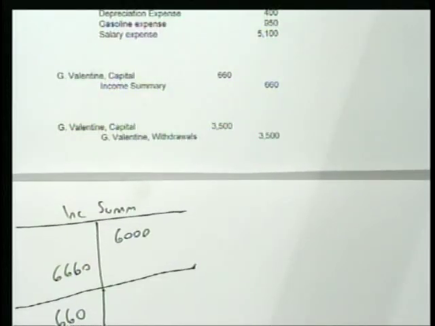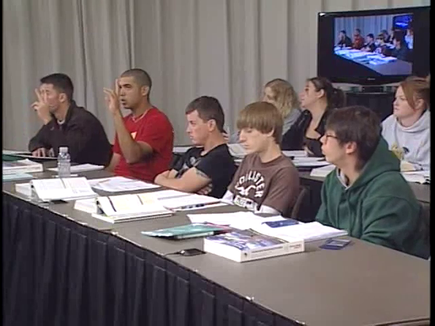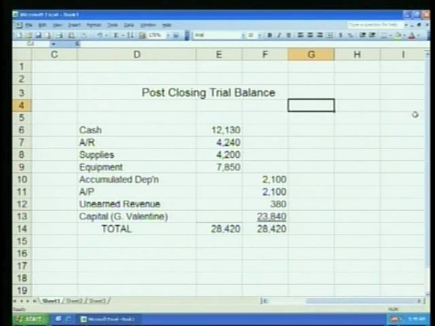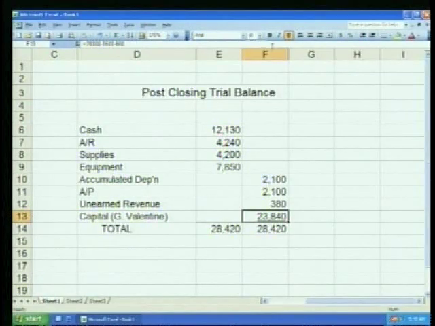All right? Did anybody get those 4 entries? Anybody get them? Good. Let's take a look at what the post-closing trial balance would thus look like. I just did this real quick, so somebody tell me if that is what they got as well. Now that capital number, remember how we calculate that capital number.